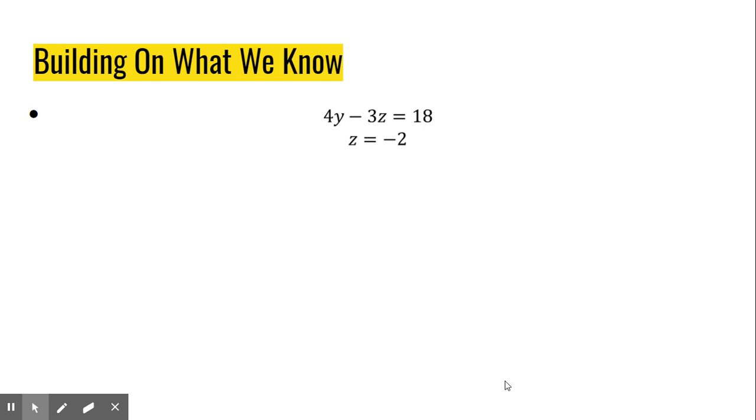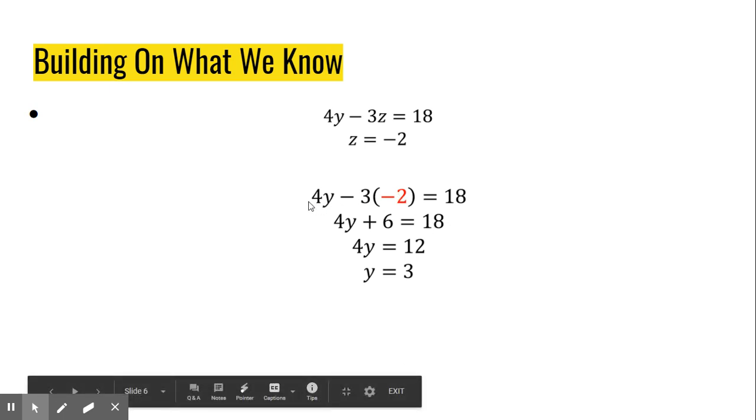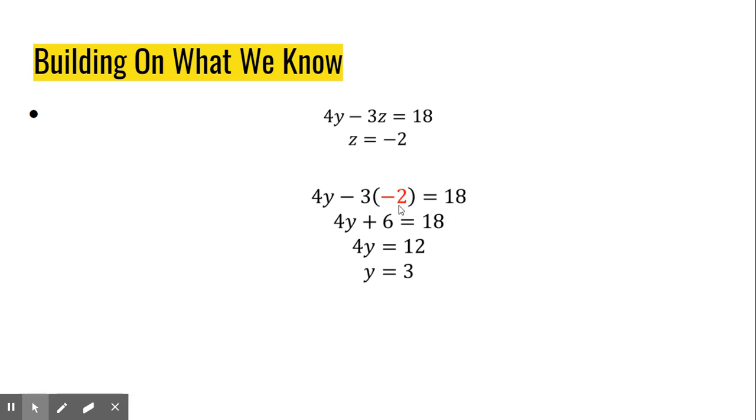Suppose you had this system of equations. Well, you can see that z is equal to -2. That means you could substitute -2 for z, and I do that here. We go to the first equation and substitute -2 for z. -3 times -2 is 6. We subtract 6 from both sides. That gives us 4y is equal to 12. Then we divide both sides by 4, and we end up with y is equal to 3.